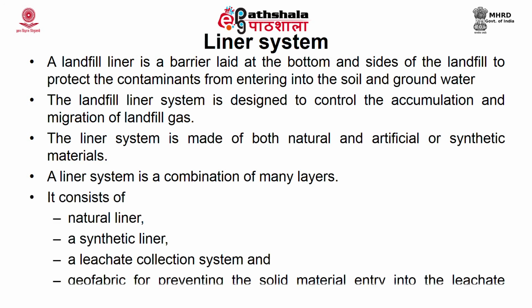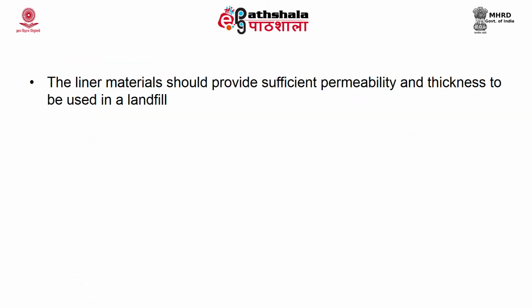A liner system is a combination of many layers. You can find a natural liner, which can be clay. You can have a synthetic liner, which can again be a polymer such as PVC, high density polyethylene or low density polyethylene, etc. Then you will have a leachate collection system and a geofabric for preventing solid material from entering the leachate collection tube. All these things put together form a liner system. Individually, each is called a liner material, and when all these different liners and the leachate collection system are put together, they are called a liner system. The liner materials should provide sufficient permeability and thickness so that they can be used in a landfill.